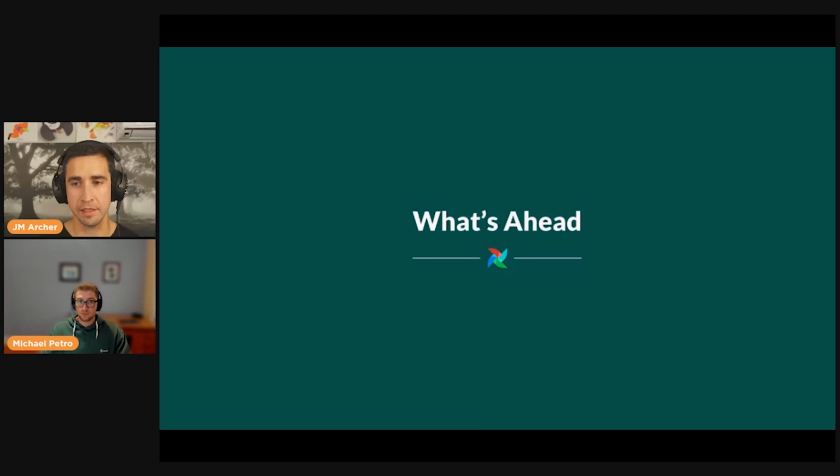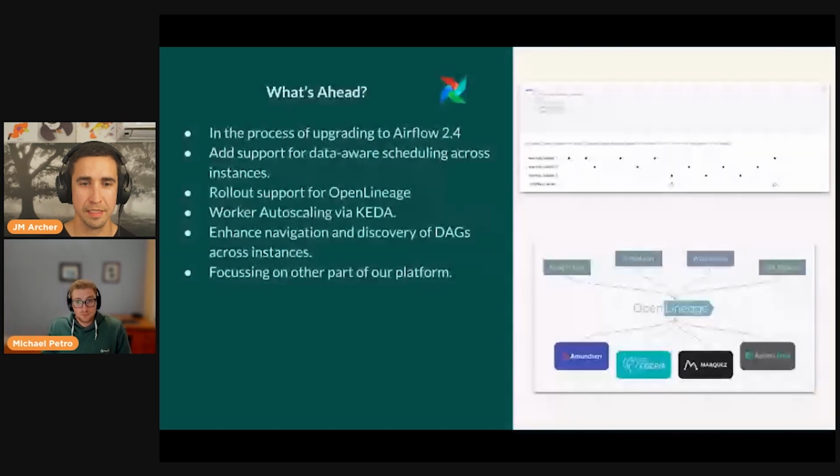So what's ahead? If we go to the next slide. Michael, next slide. So we're in the process of upgrading to Airflow 2.4. We're about there. If it wasn't for this presentation, that's what we would be doing right now. It's already tested in staging and everything. We just need to deploy it to our production environments. Something we look forward to is giving our users proper support for data-aware scheduling that was introduced with Airflow 2.4.